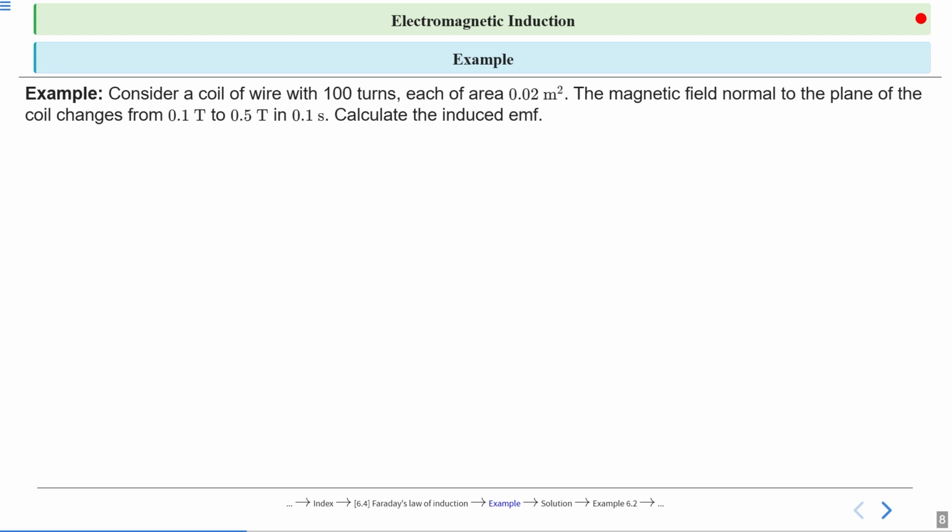Okay, so N is given, 100 turns. Secondly, each turn has area 0.02 meter square. Magnetic field is normal to the plane of the coil. Now the magnetic field is changing, from 0.1 Tesla to 0.5 Tesla. In what time? 0.1 second. Initial magnetic field is 0.1 and finally it is 0.5.